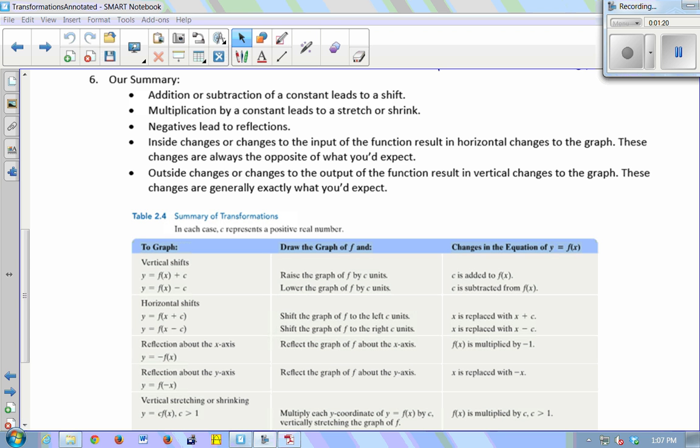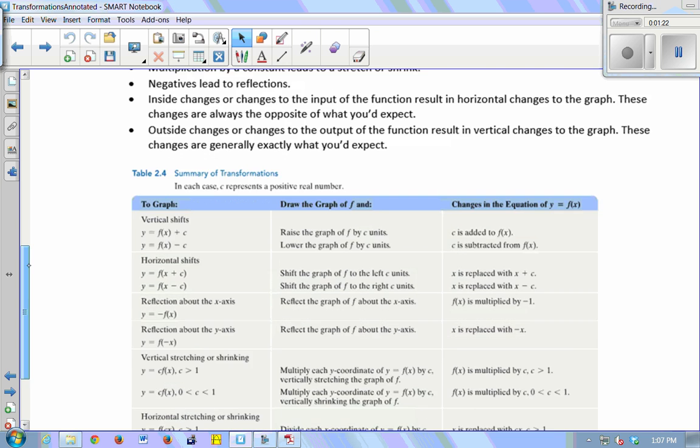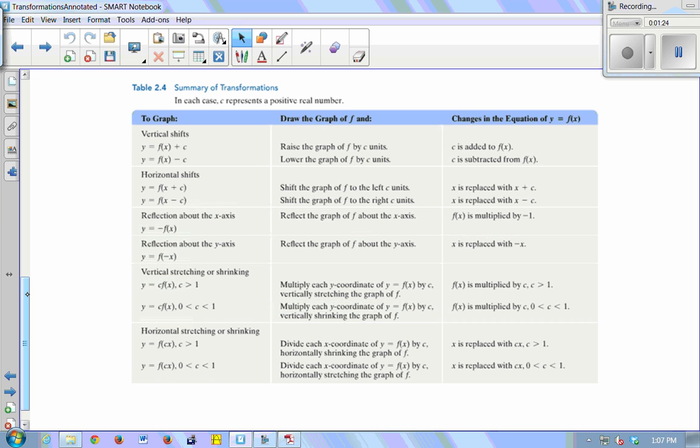So this is how I remember it. You are welcome to also just memorize this table. It just feels like more to memorize to me. So you can do it either way.